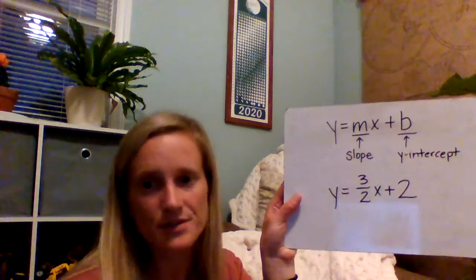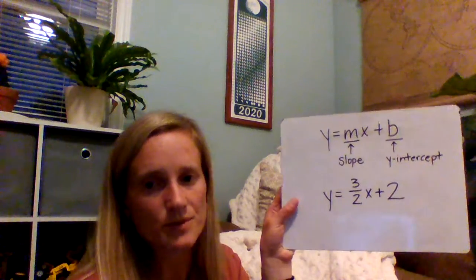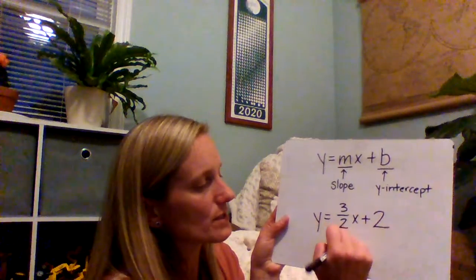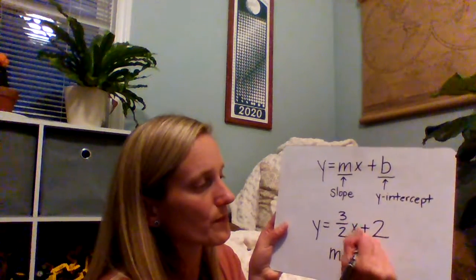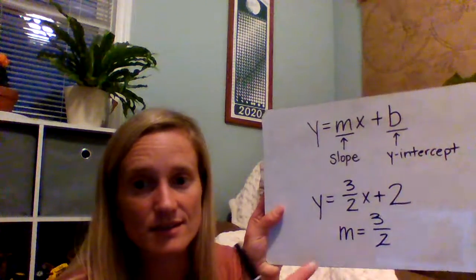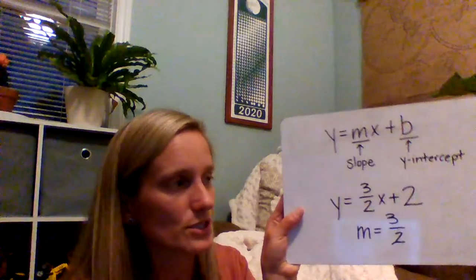All right, so if I had an equation, y equals 3/2 x plus 2, I have only two numbers in that equation, and the slope is always the number that's being multiplied by the x. So in this equation, m, or the slope, would be 3/2. There's not anything you have to calculate. These are really, really easy to do.